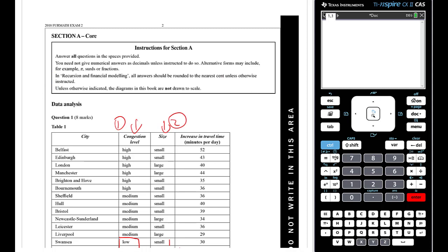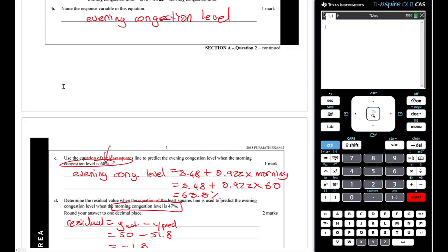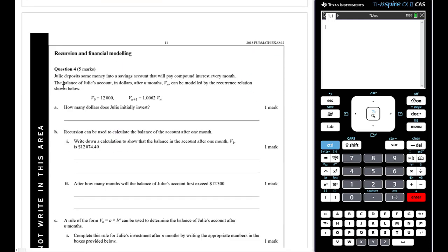So let's go down to the first question here. All right, so let's scroll back. So the first question is question 4 in the core section. Julie deposits some money into a savings account that will pay compound interest every month. The balance of Julie's account, in dollars after n months, can be modeled using a recurrence relation. This is the recurrence relation. Remember, you have your V0 first, then a comma, then Vn plus 1 equals whatever the R value is, times Vn. Okay, so that's the recurrence relation.